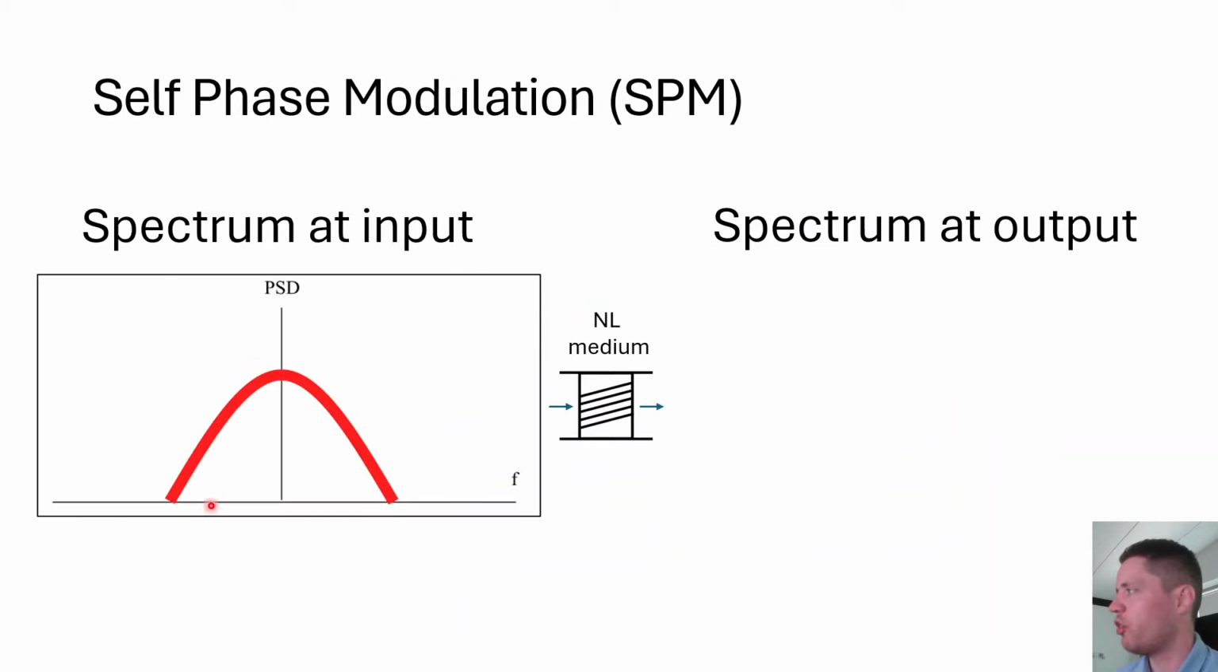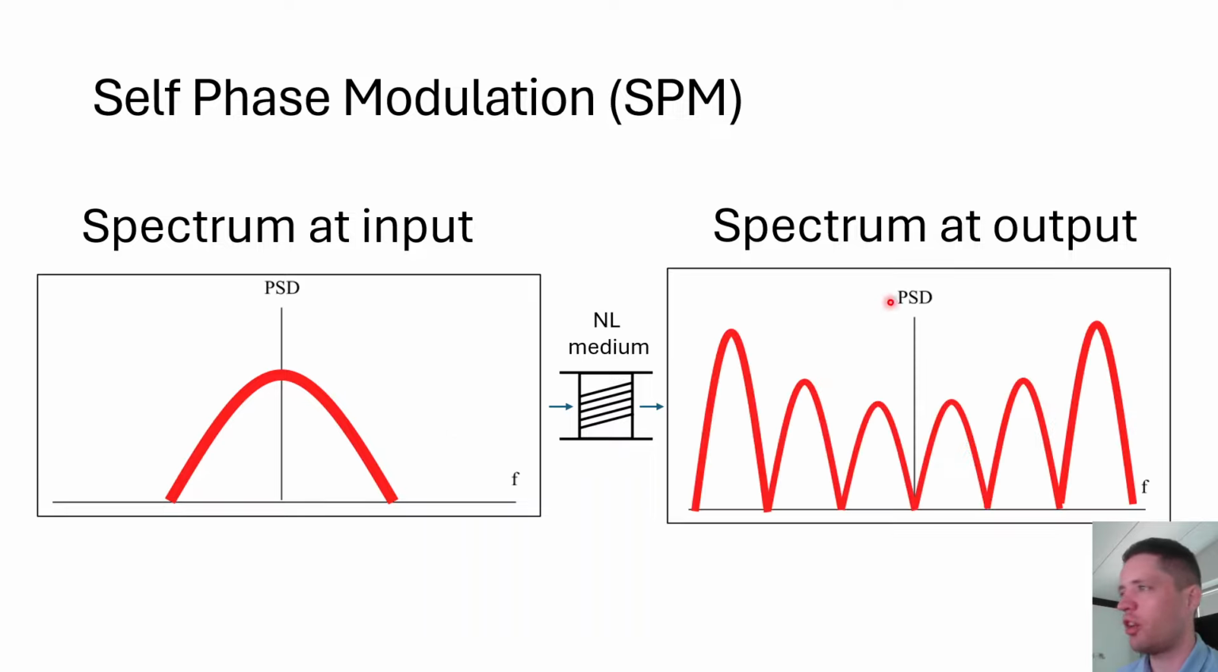For self-phase modulation, if you launch a symmetric pulse into the medium, then you expect symmetric broadening in the spectral domain. Note that the broadening happens in terms of these individual lobes instead of being completely smooth, but generally it will be symmetrical as long as the input is symmetric as well.